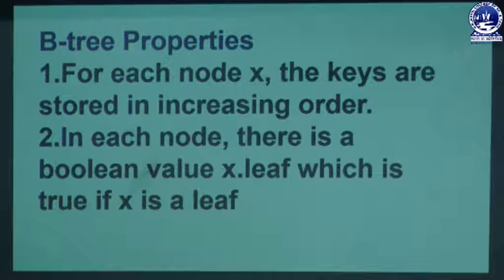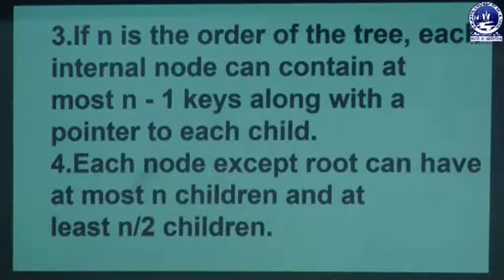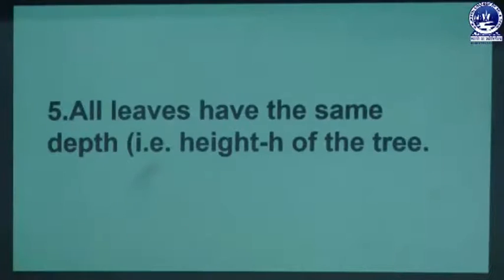The second property is that in each node there is a Boolean value x.leaf, which is true if x is a leaf. Then the next property is if n is the order of the tree, each internal node can contain at most n minus 1 keys along with a pointer to each child. And the next one is each node except the root can have at most n children, at least n by 2 children. The last one is all leaves have the same depth, that is the height of the tree.